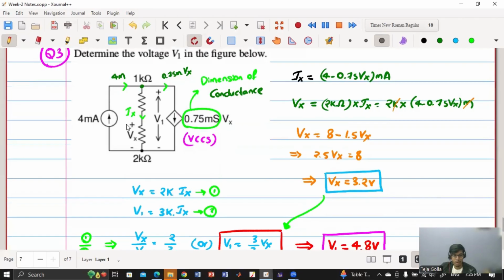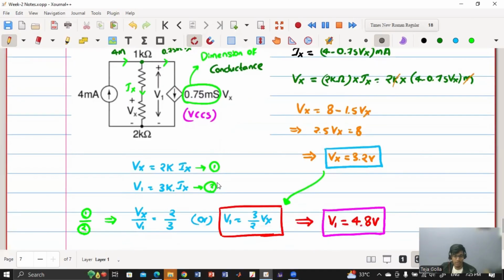So Vx is 3.2 volt, but in the question they have asked V1. So I need to know the relationship between Vx and V1. So I know Vx is equal to Ix into 2K and V1 is Ix into the overall resistance, which is 3K into Ix. So V1 is 3K into Ix. So I have divided these two equations. So Vx by V1 is equal to 2K into Ix by 3K into Ix, which is 2 by 3.